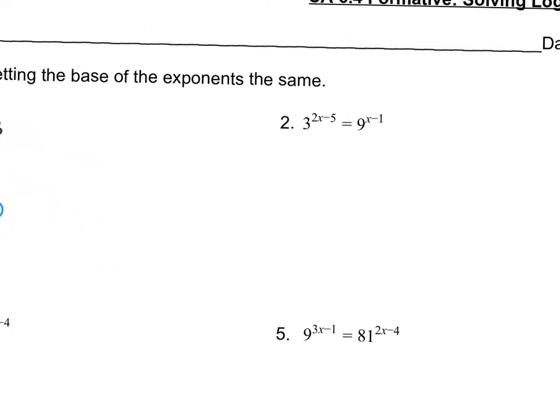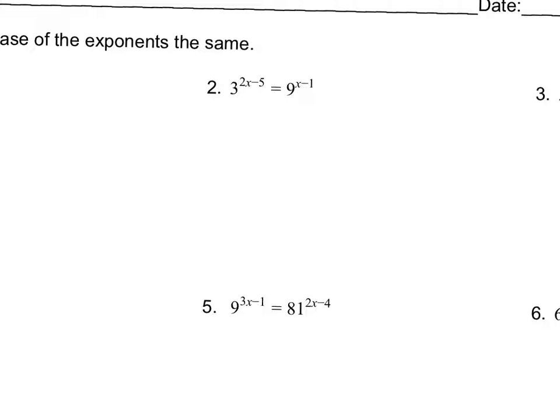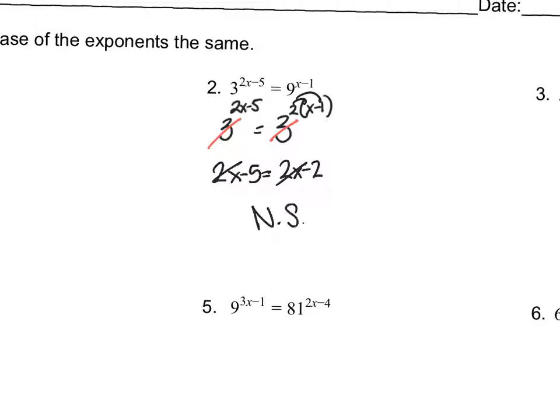For the next one, get the bases the same. So my base is going to be 3. So 3 to the 2x minus 5 equals 3 squared. I'm going to put that x minus 1 right next to it. Drop the 3's. We're going to solve the exponents. So now I'm going to have 2x minus 5 equals, distribute, 2x minus 2, no solution.